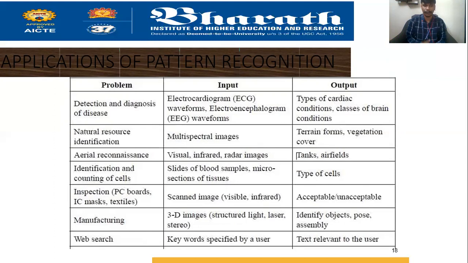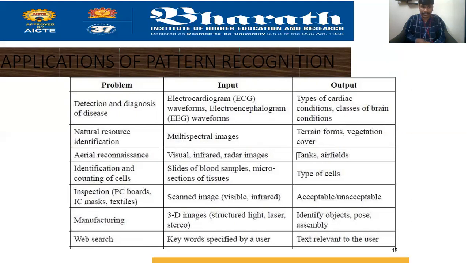And identification and counting of cells. For example, slides of a blood sample or a microsection of tissue are given as input, and it will verify what kind of tissue or blood sample it is, and what type of cell is located in the given input, which can be identified by using pattern recognition. This application is from genetic engineering as well as biotechnology engineering.